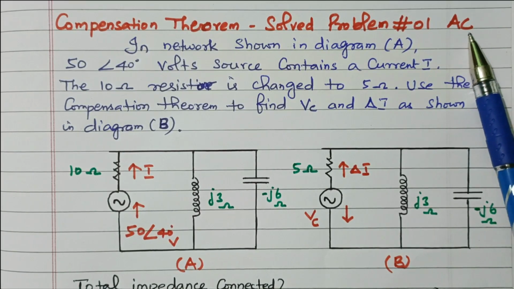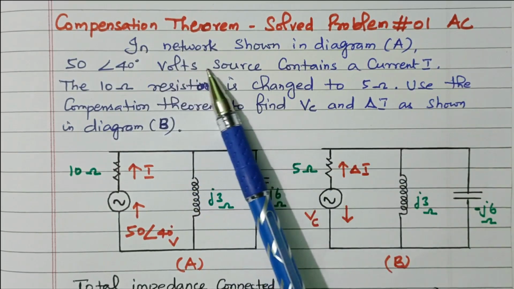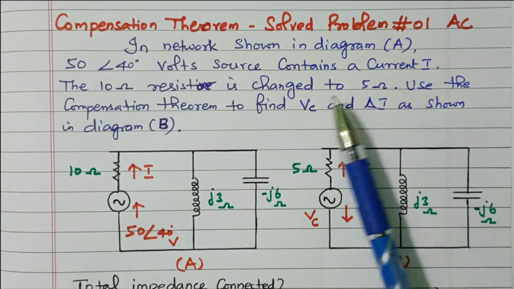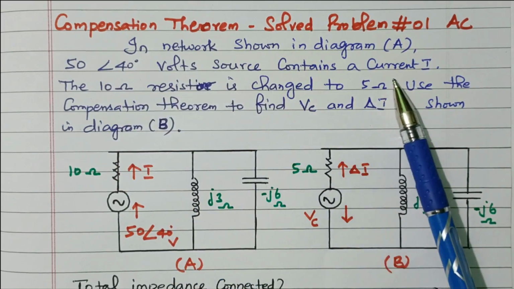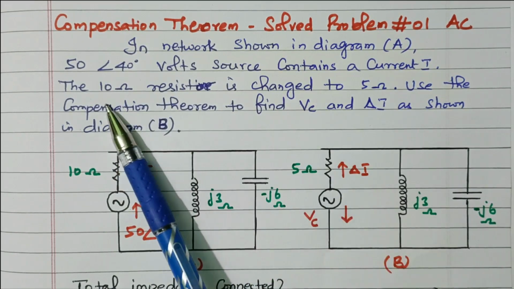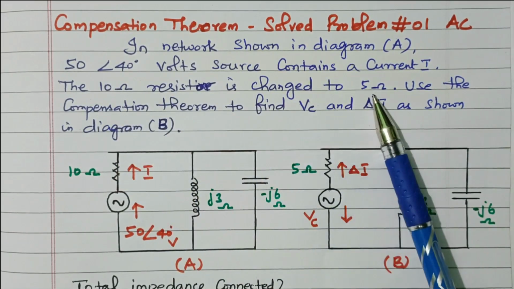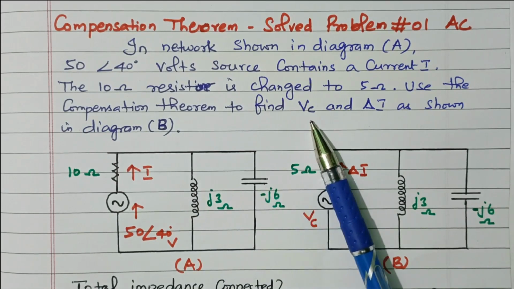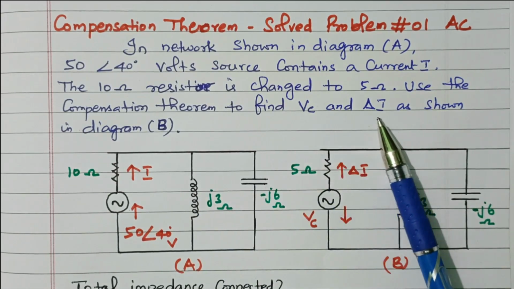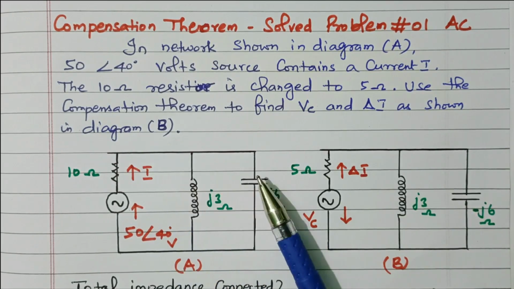Now we'll go to the topic. Now we'll see the problem. In the network shown in diagram A, the 50 volt, angle 40 degree source contains a current I. The 10 ohm resistor is changed to 5 ohm. Use the compensation theorem to find the Vc and delta I as shown in diagram B.